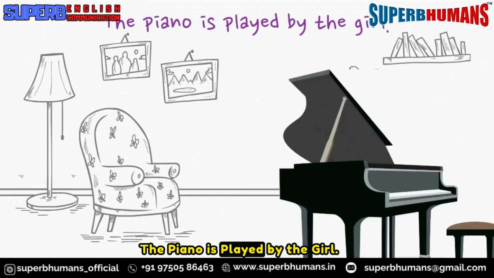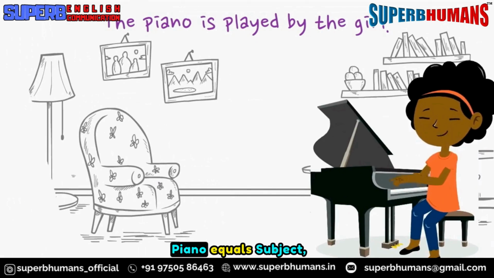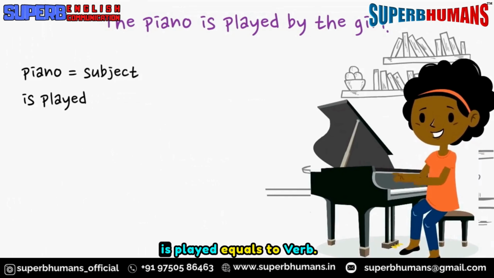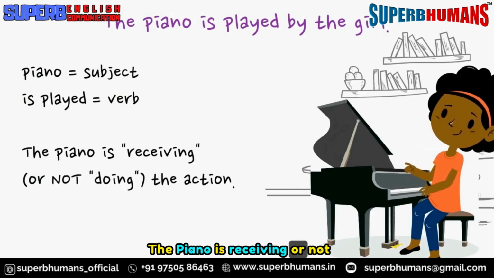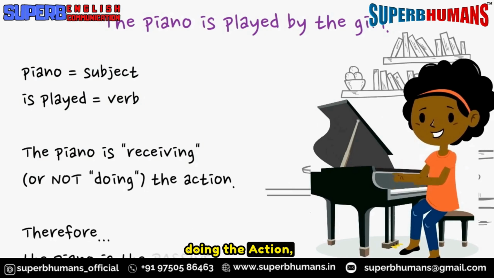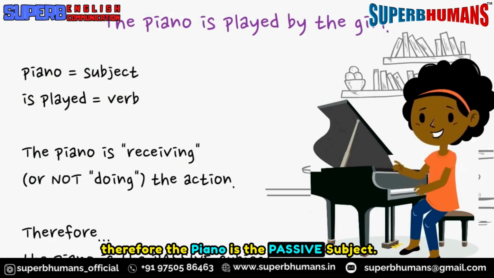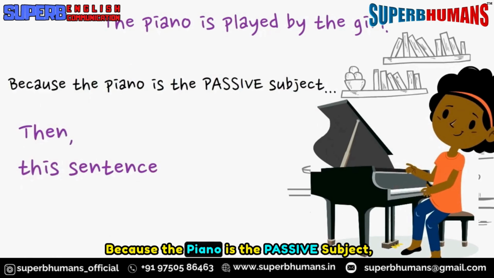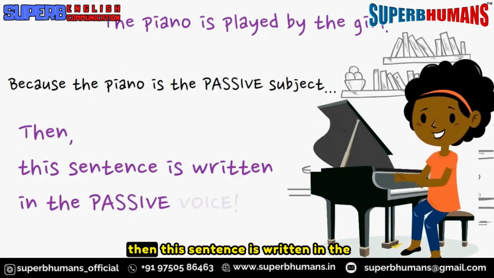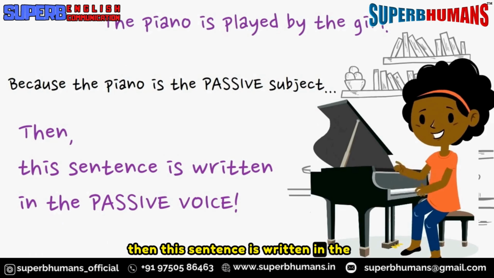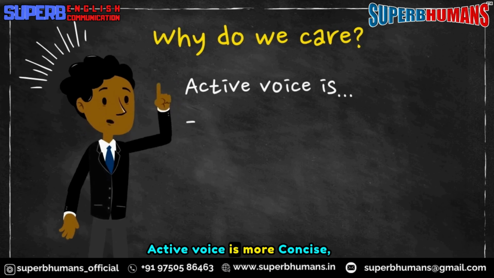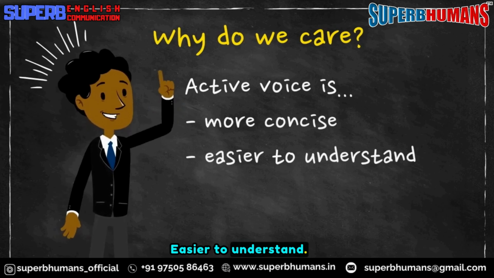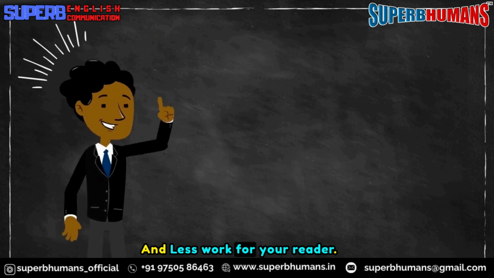The piano is played by the girl. Piano equals subject, is played equals verb. The piano is receiving, or not doing, the action. Therefore, the piano is the passive subject. Because the piano is the passive subject, this sentence is written in the passive voice. Why do we care? Active voice is more concise, easier to understand, and less work for your reader.